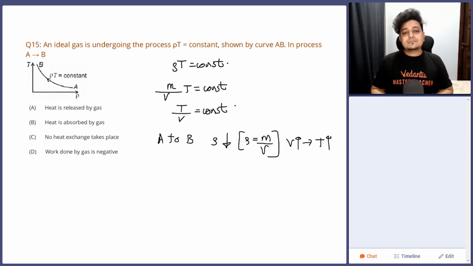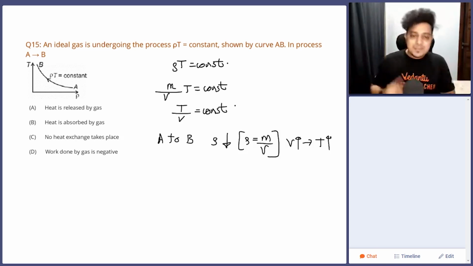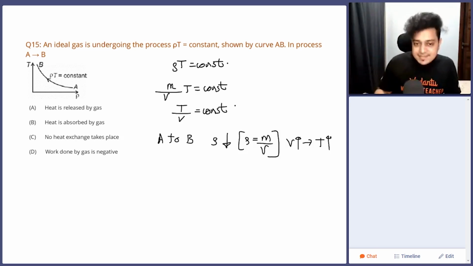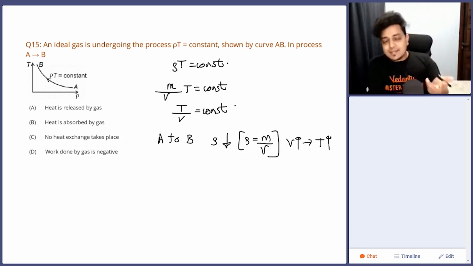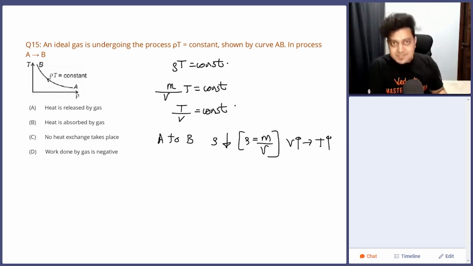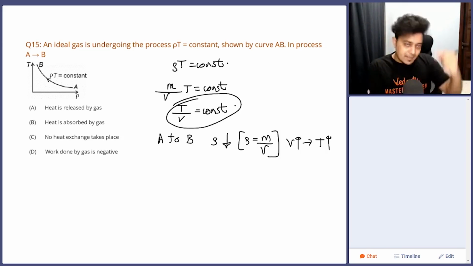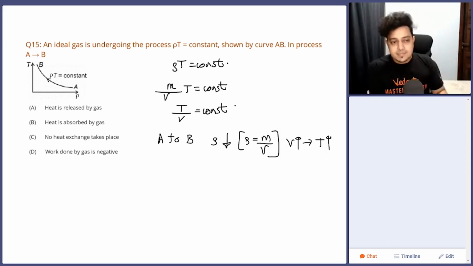So it is expanding, sorry, not compressed. It is expanding because density is decreasing. Density is inversely proportional to volume. Mass is same. Density is decreasing as per the process, so volume is increasing, and so temperature is also increasing. You can see that V is proportional to T, V by T is constant. So as the volume is increasing, temperature is also increasing.